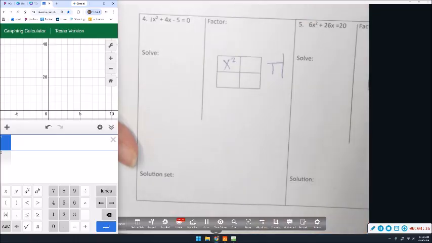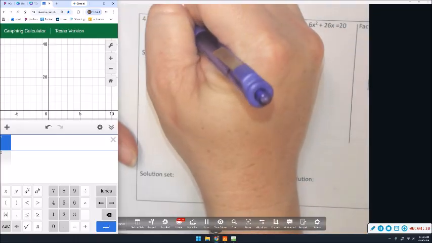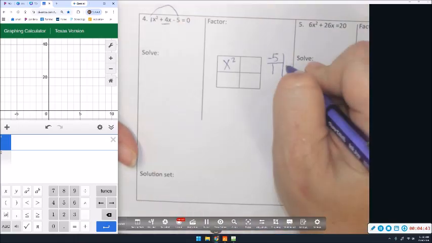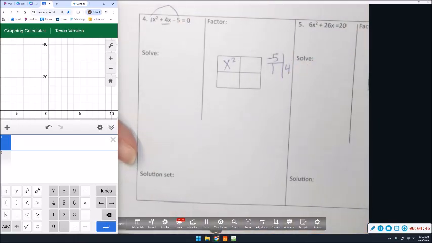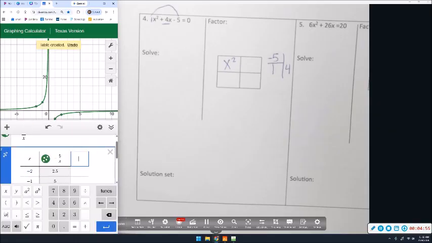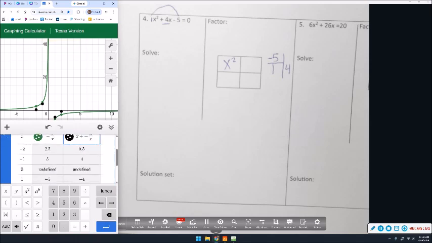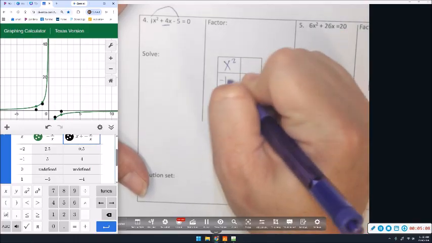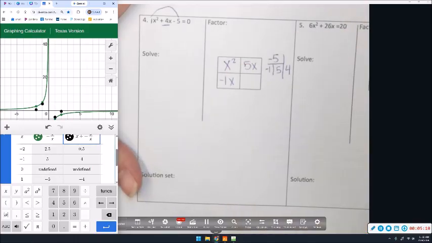I'm going to put a 1 in front of my a, and I do a times c. 1 times negative 5 is negative 5. What's my b? 4. So what multiplies to give us negative 5 and adds to give us 4? We use our calculator. Negative 5 divided by x. Build our table. And we're looking for positive 4, so I see it right there. So it's negative 1 and 5. So I'm going to put negative 1x, 5x.